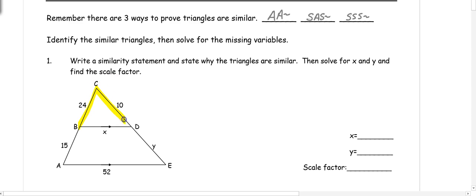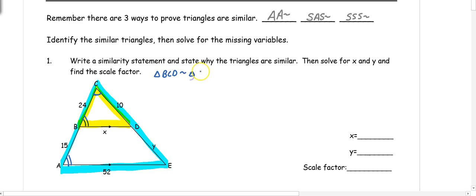So we have two triangles in this picture. We have our little yellow triangle, which is BCD, and we have our bigger triangle, which is ACE. So in this case, we know that C is congruent to itself by reflexive property because they have the same angle in both triangles. We also see that BD and AE are parallel lines, so B is congruent to E. So in this case, we would say that triangle BCD is similar to triangle ACE by angle-angle similarity.